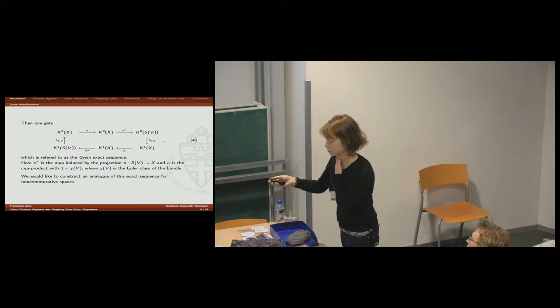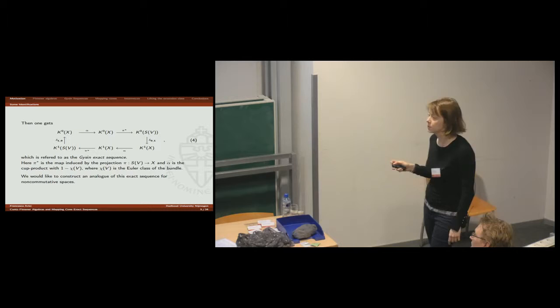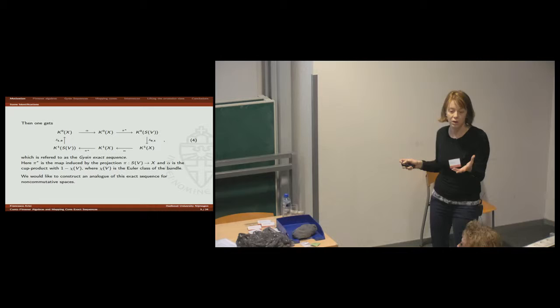Okay, so the map that appears here, the map alpha, is again a multiplication with the Euler class of the bundle, which will now be the Euler class of the vector bundle, no longer of a line bundle, so it will be a more complicated class, but it has exactly the same form as we've shown before, well, Gianni has shown before for the case of line bundles.